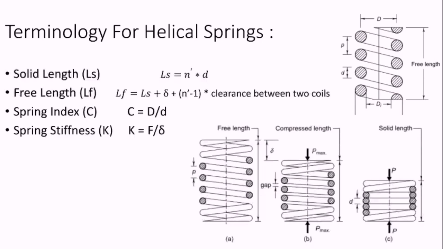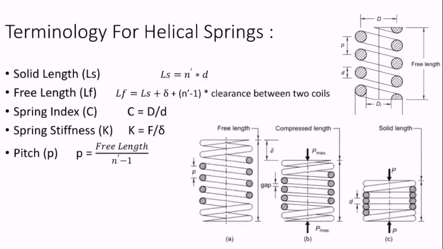Next term, stiffness. It is also known as spring rate or the spring constant or the spring gradient, and is defined as the force required to produce a unit deflection. For example, for 1 mm deflection, how much force will be required? That is known as stiffness.